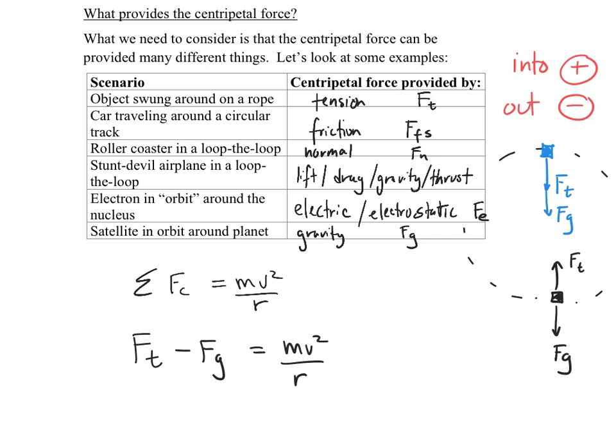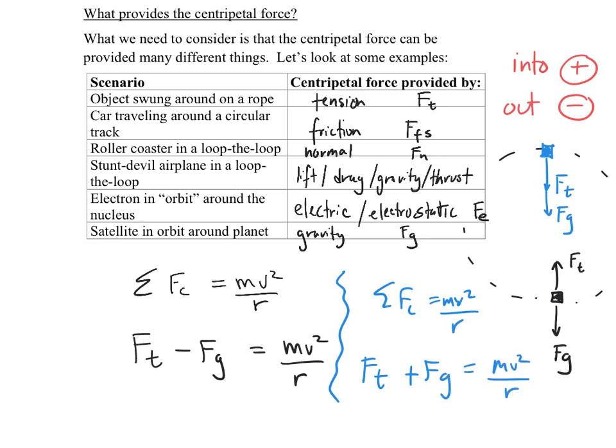So at the top of the path there, the tension is pulling back toward the center, but gravity, the weight of it, is actually also helping it stay in circular motion when it's at the top. So the formula at the top is slightly different. The beginning is the same, sum of the forces equals mv squared over r, but now since both forces are acting into the center, this becomes Ft plus Fg equals mv squared over r. Okay, so I used a different color so you guys can see that.